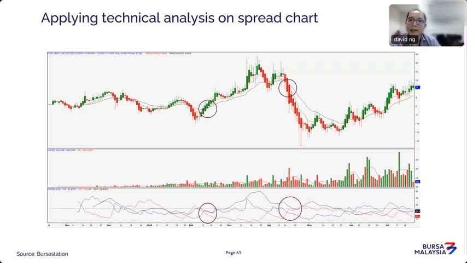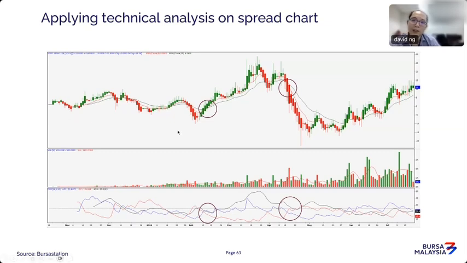Applying technical analysis on a spread chart is very similar to applying it on an outright basis. In fact, the spread tends to trend longer term. That means when you start to see confirmation that the spread is going to go bullish, it will tend to be bullish for quite a while, unlike outright, where you see bullishness one day and then suddenly the market takes a turn.